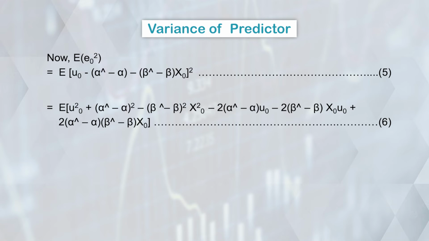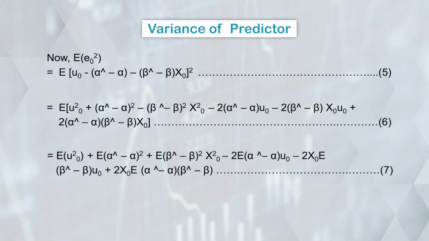step number 6. After that, we are basically removing the bracket and inserting expectation before every item. So we insert expectation before u0 square, expectation before alpha hat minus alpha whole square, similarly beta hat minus beta whole square x0 square. By doing this, we insert expectation beside all these combinations or values, and that comes up to be equation number 7.